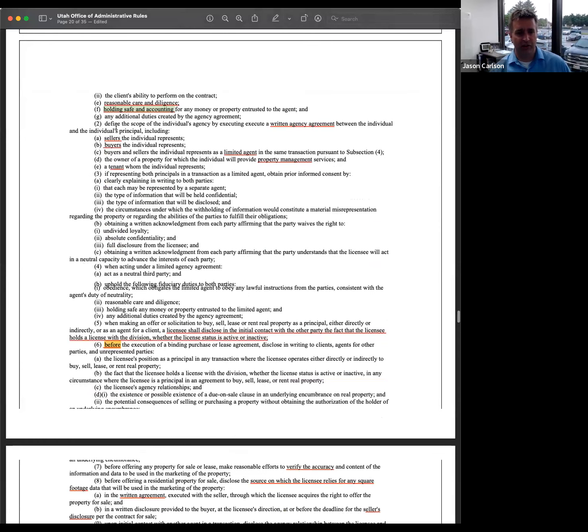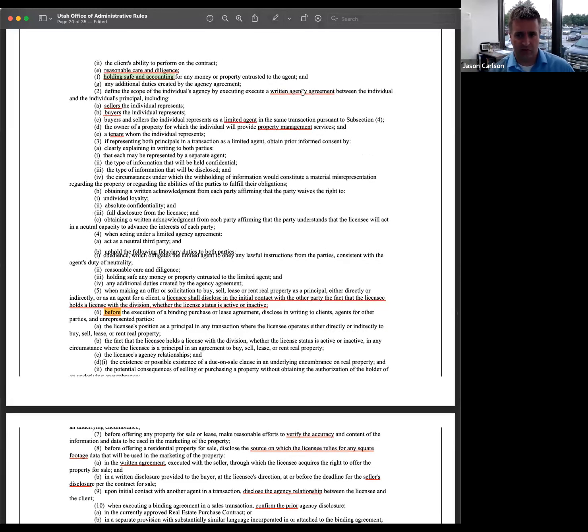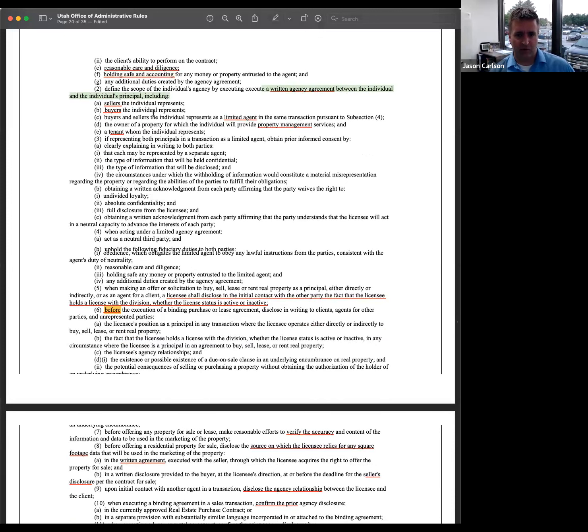Okay, number 2 is defining the scope of the vendor agents by executing a written agreement. So everything in Utah, in order for it to be effective, has to be in writing. It has to have a written agreement in order for us to proceed. So make sure that you're getting your buyer brokers signed. The sellers represented, exclusive right to sell, buyers, exclusive buyer broker agreement.